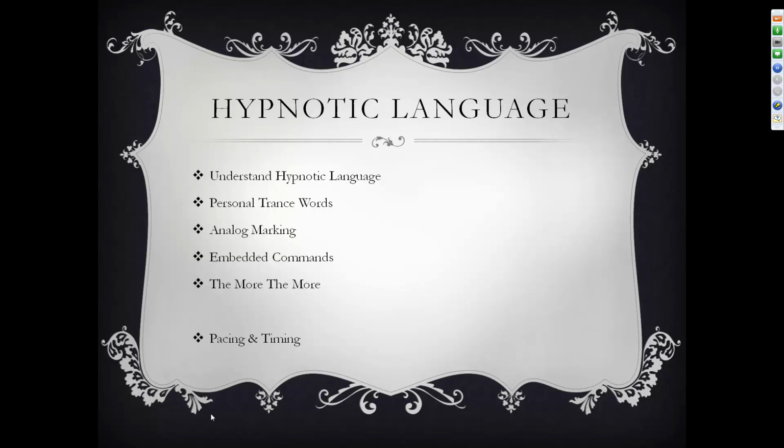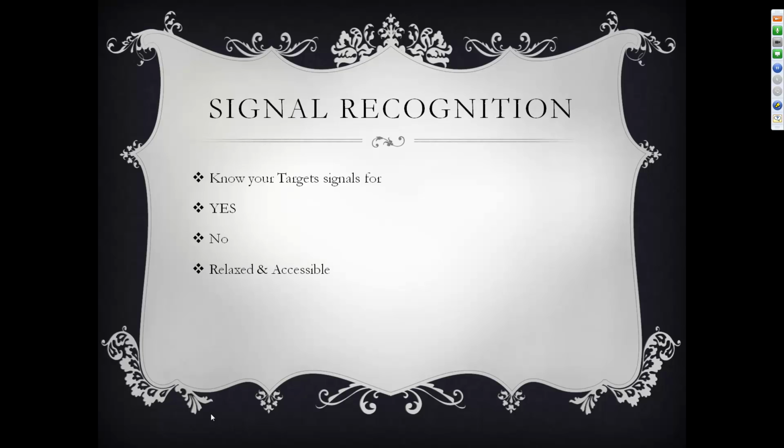Then, to really have fun with this, you have to understand some basic hypnotic language. That's what I teach in the class, or what I've taught up to this point. You know, hypnotic language, personal trance words, analog marking, embedded commands, things like the more technique, because, and, but, all these kind of words that do different things in your mind, right? And you also have to have some pacing and timing. Of course, this is in my class, but it's in a lot of things that are out there, right? And again, going back to our signal recognition.